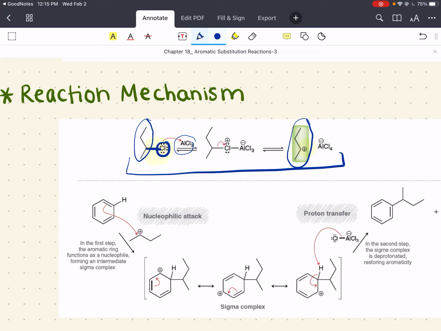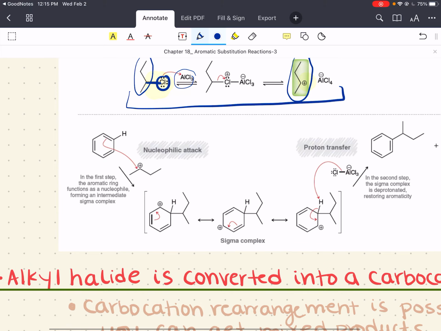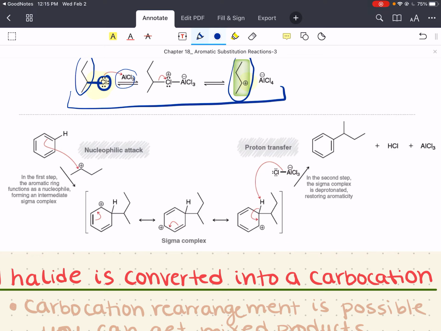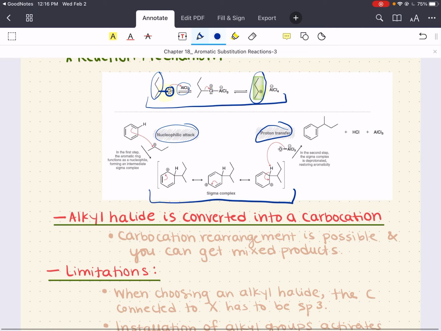Now, the result here, this formation of a carbocation, is an excellent electrophile. After the formation of the carbocation, two steps are involved in the electrophilic aromatic substitution. In the first step, the aromatic ring functions as a nucleophile and attacks the carbocation. Nucleophilic attack, again, to form a sigma complex. Now, the sigma complex here is then deprotonated in our last proton transfer step to restore aromaticity. And that's the reaction mechanism for this.